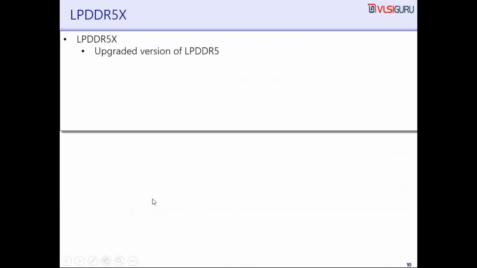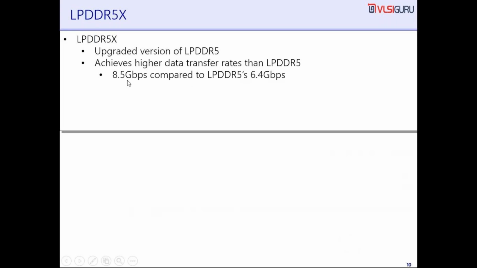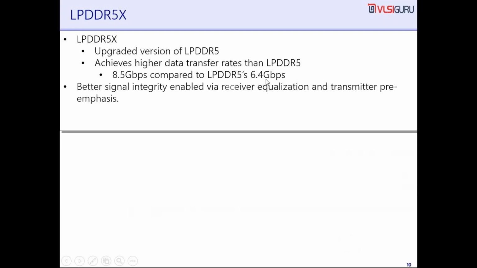Now let's briefly talk about LPDDR5X. It is the latest upgraded version of LPDDR5. It achieves higher data transfer rates than LPDDR5. It works at 8.5 gigabits per second per pin compared to LPDDR5's 6.4 gigabits per second. It comes with better signal integrity enabled via receiver equalization and transmitter pre-emphasis, and it has greater reliability. A new adaptive refresh management feature has been introduced. These are some of the factors that contribute to LPDDR5X working at higher speeds. X means extended, you can think of it that way. So this is a brief about LPDDR and LPDDR updates.